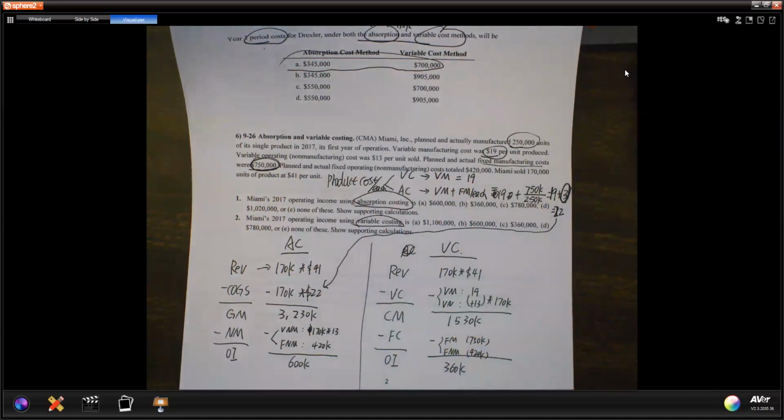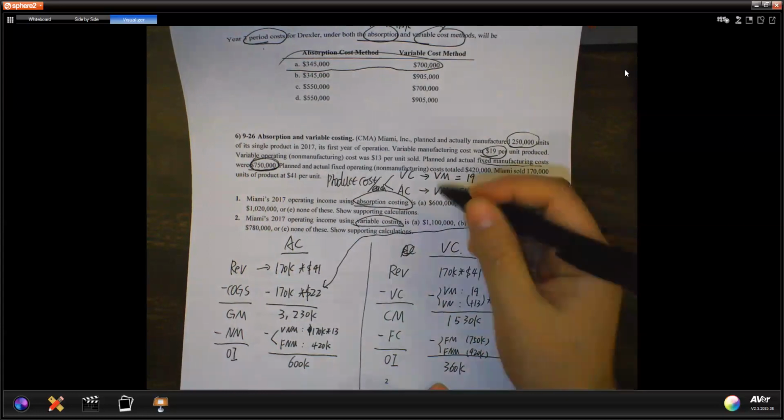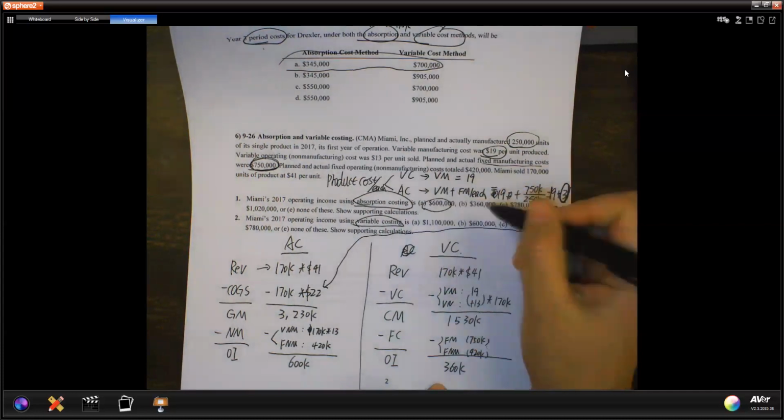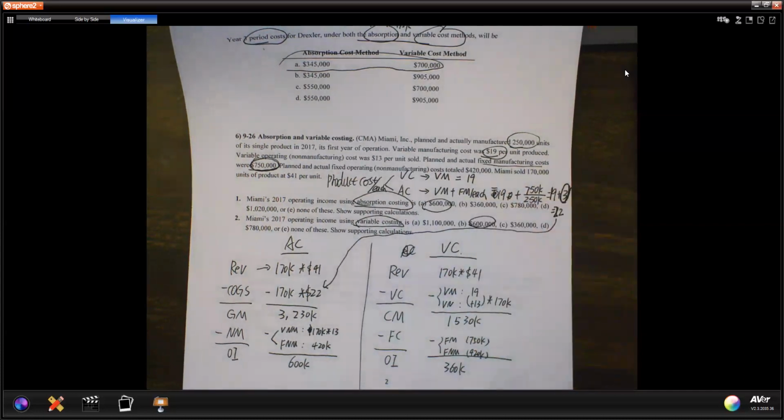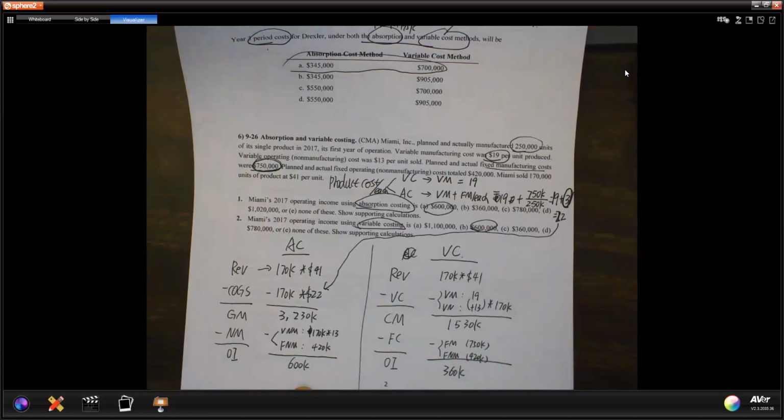What you need to do is double check. So we got the answer first: under absorption it is 600,000, and under variable it is 360,000. Excuse me, I misspoke.